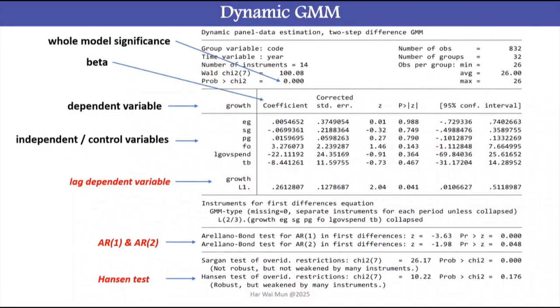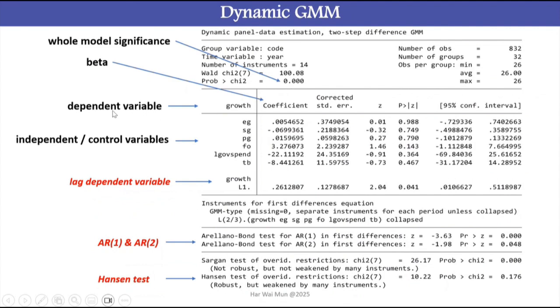Okay? Then if you do the testing, you'll get a result like this. Later we'll show. And you'll get a result like this. Hey, what happened? Two-step, right? Two different types of GMM in DGMM, right? So for the whole model, you see here probability chi-square 0.000 means significant, right? If 0.03, that means it's significant at 5%, not significant at 1%. Okay? So usually significant, right?